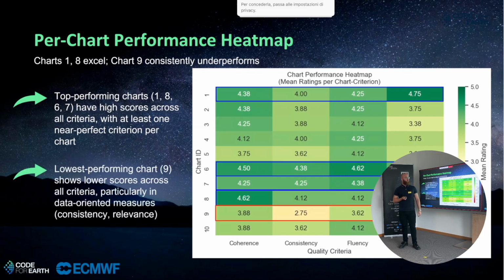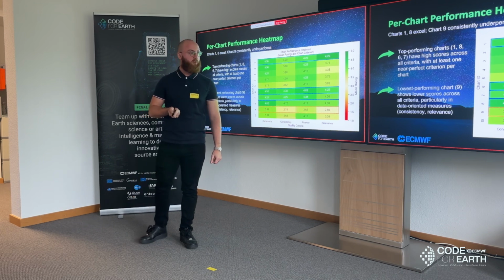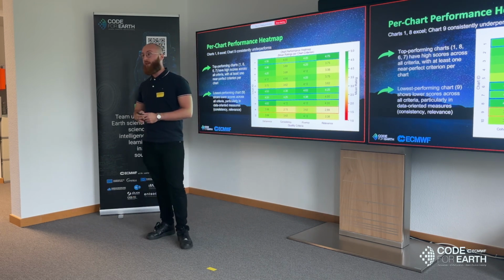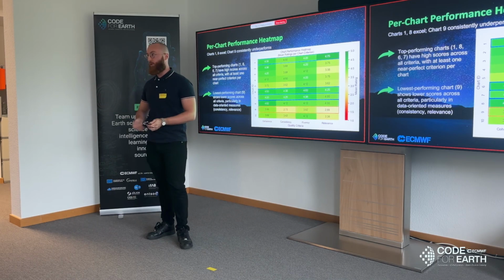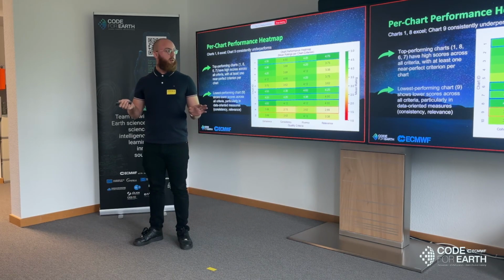But what is maybe more interesting is what made the chart description 9 so bad. And here we see we have the reason. It's because the consistency and the relevance were very low, meaning that the data that was extracted and interpreted was wrong, essentially. So everyone did agree with that. So we have a clear signal.